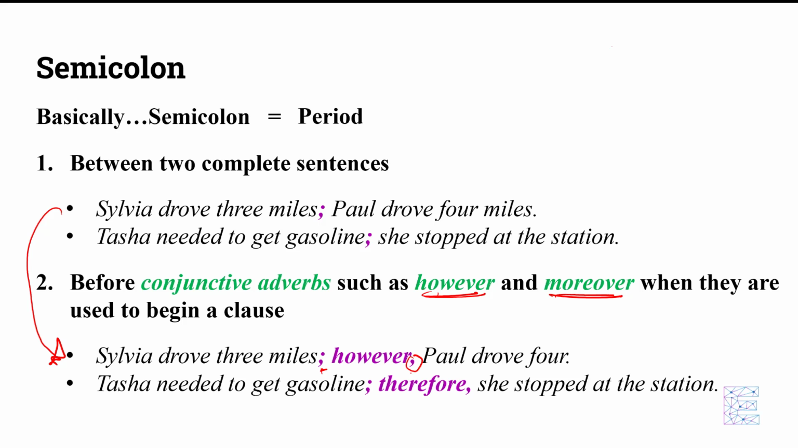All right, second example. Tasha needed to get gasoline; therefore, she stopped at the station. Again, before the conjunctive adverb, we have a semicolon.